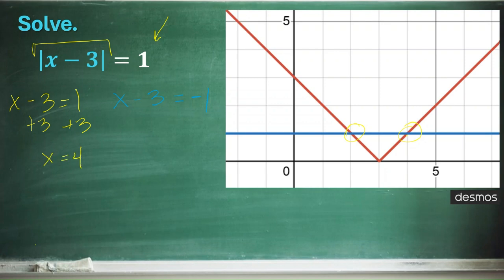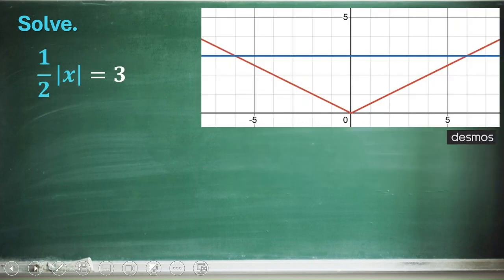So we can see that right here, this is where x equals 4, this point, and that gives us a value of 1. And now let's solve for our other value. We're going to add 3 again. In this case, we get x equals positive 2. That's this value right here, and we can see that this is 2 and this is 4, but they both have a value of 1. So when x equals 2 and when x equals 4, we get y values of 1.